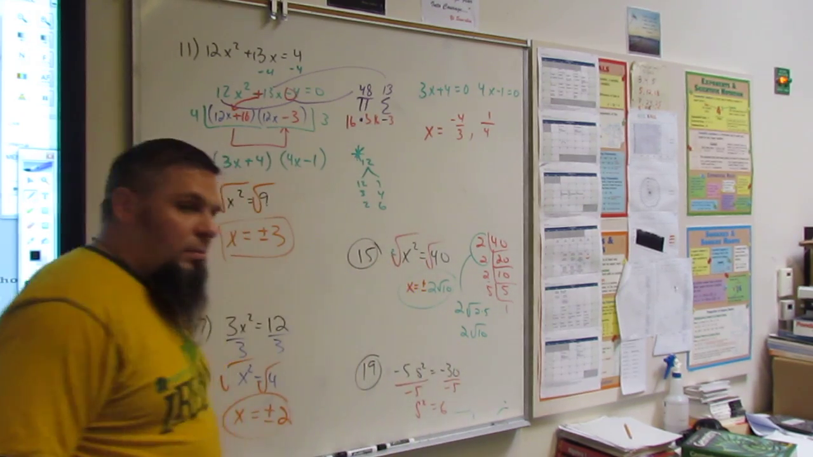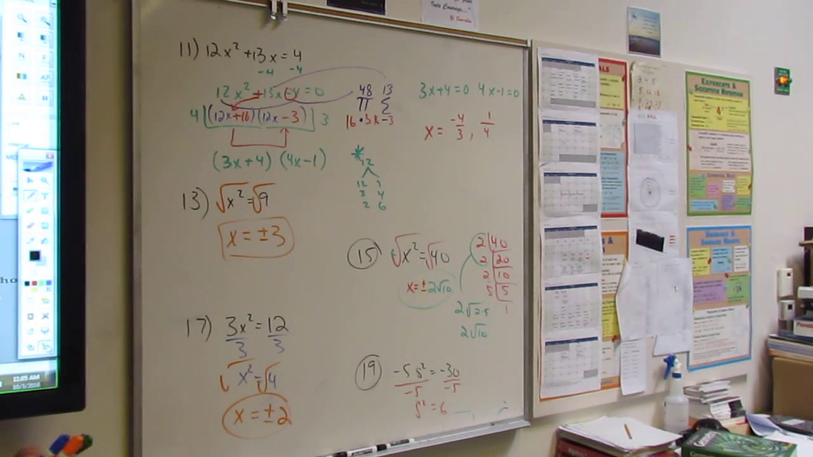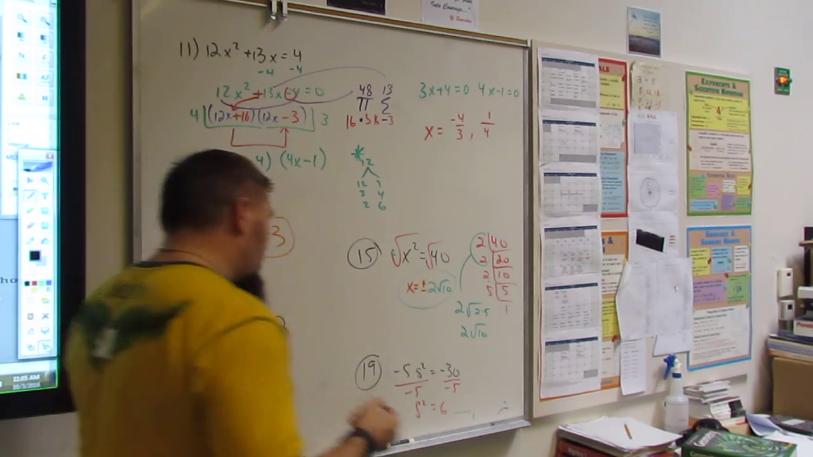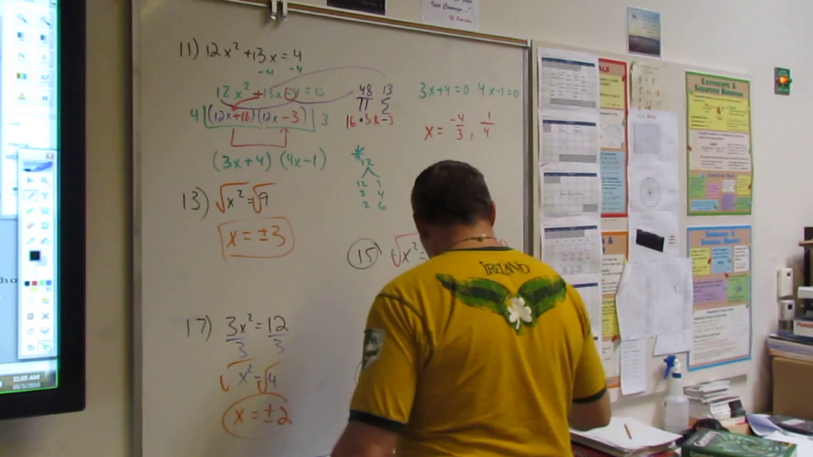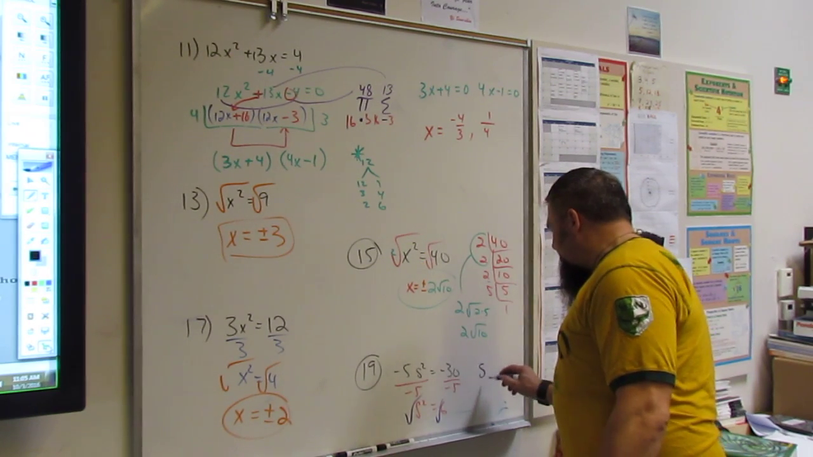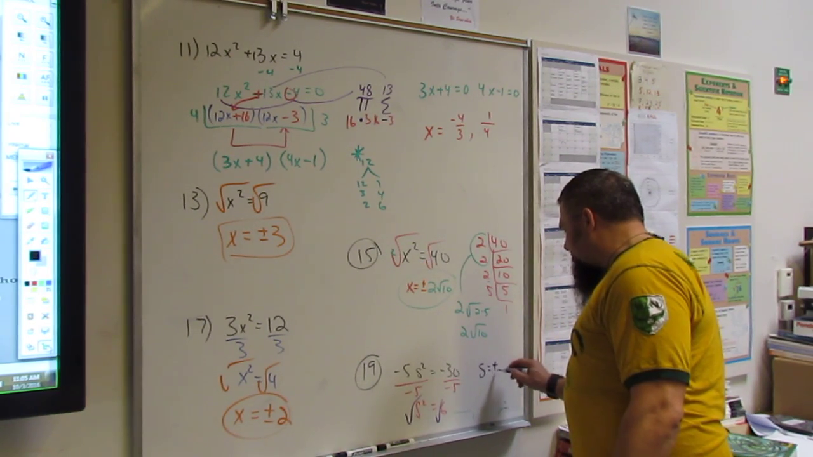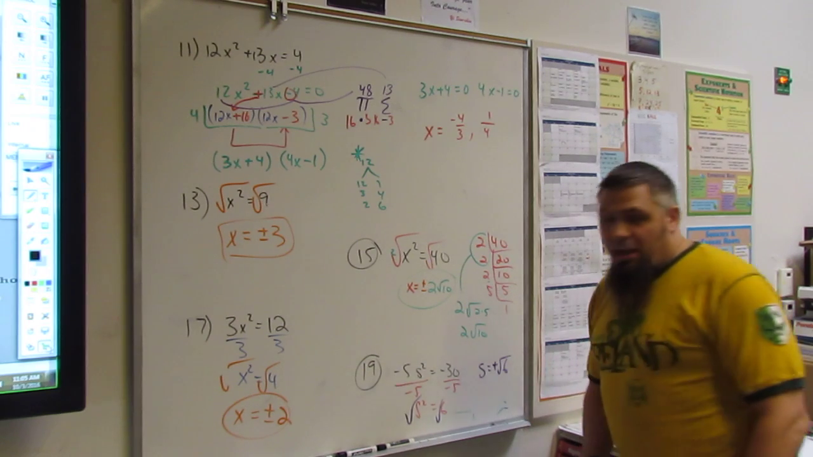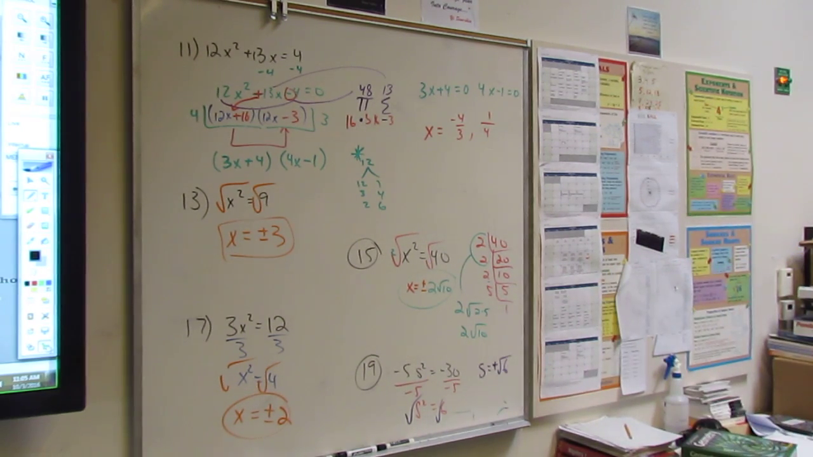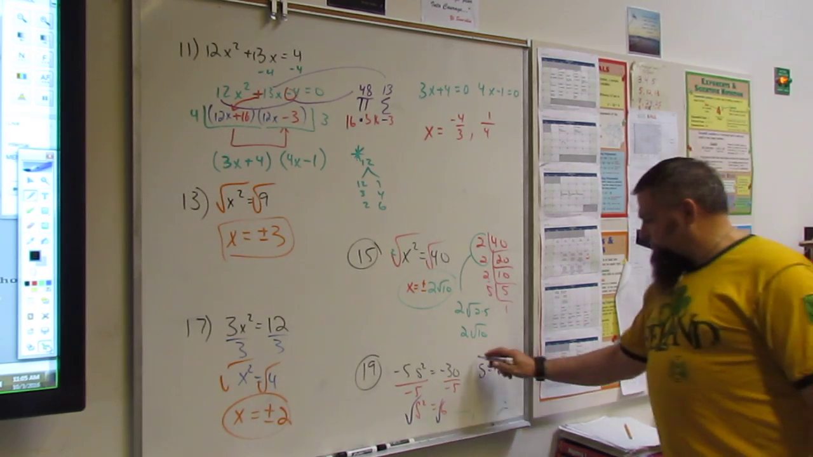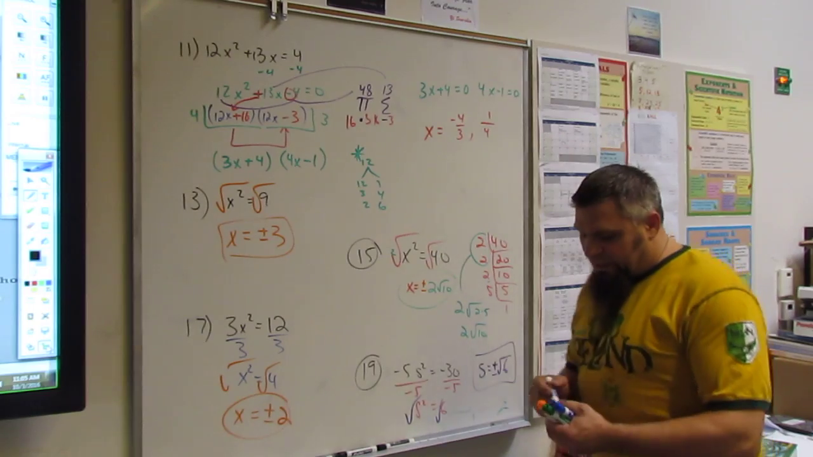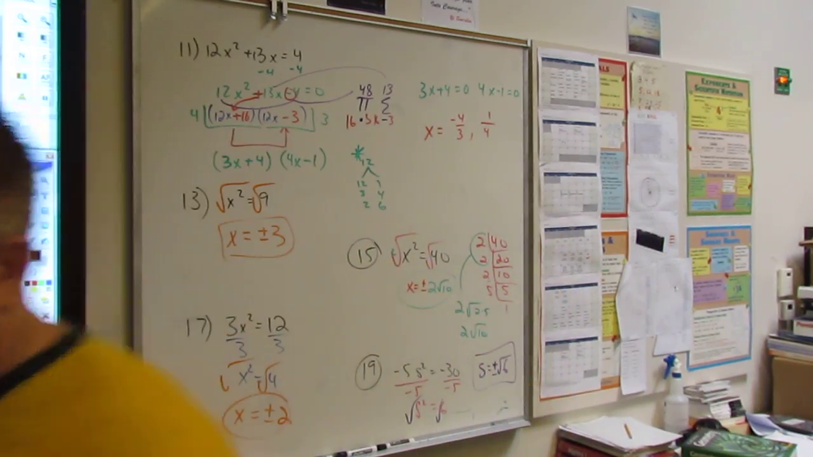Wait, is that just a weird S? S squared equals 6. And then what? Square root both sides. So then s is equal to plus or minus the square root of 6, because the square root of 6 doesn't break down, does it? No, it's just an S. It's like a variable. Okay? Plus or minus the square root of 6. Alright.